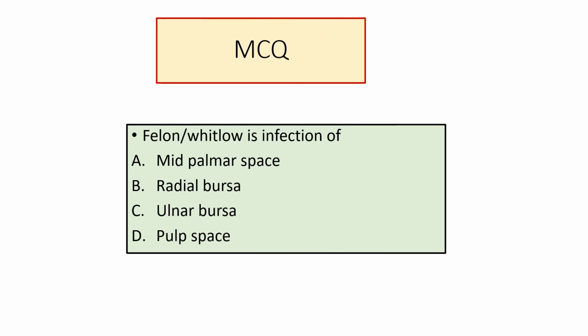After learning about the anatomy of the pulp space and its clinical importance, you will be in a position to answer the MCQ: felon or whitlow is infection of the mid-palmar space, radial bursa, ulnar bursa, or pulp space. So the right answer is the pulp space.